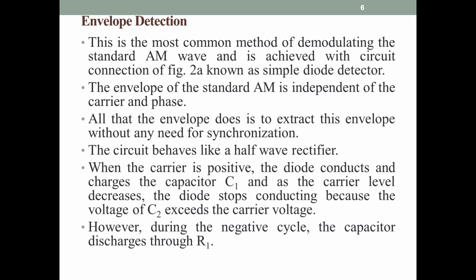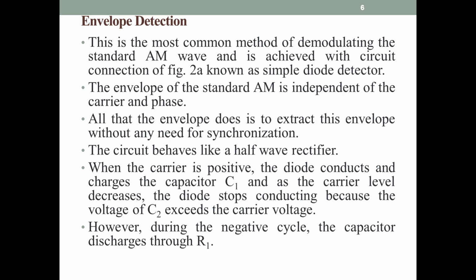Envelope detection. This is the most common method of demodulating the standard AM wave and is achieved with circuit connection of Fig. 2A, known as simple diode detector. The envelope of the standard AM is independent of the carrier and phase. All that the envelope detector does is to extract this envelope without any need for synchronization. The circuit behaves like a half-wave rectifier.